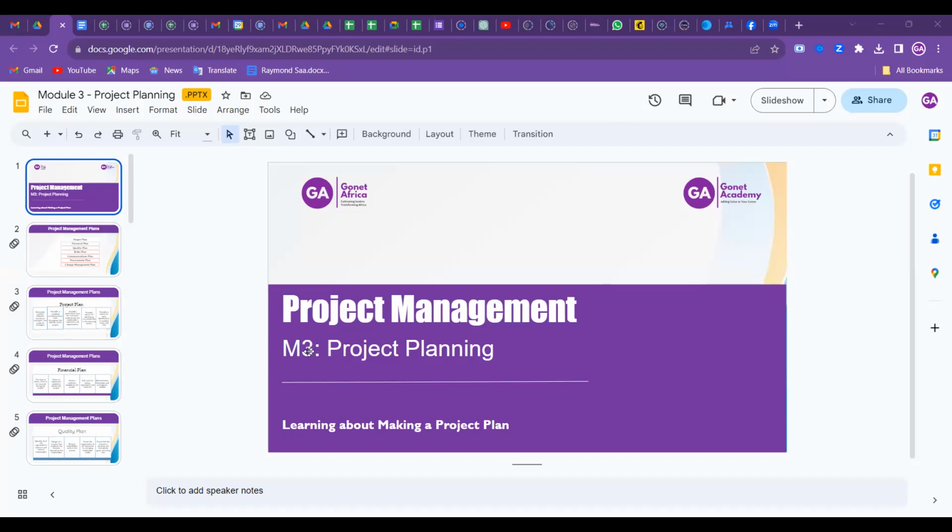Learning about how to make a project plan is very critical to the success of every project. Remember, from the project planning phase, we jump straight into project implementation. And at this stage of the planning, we need to get everything right so that it will guide us throughout the implementation process of our project. Now let's get into it.